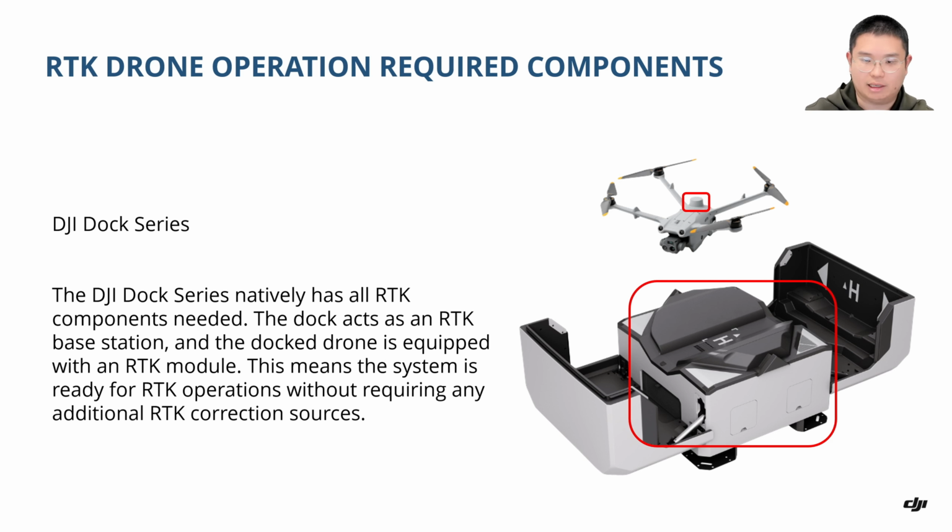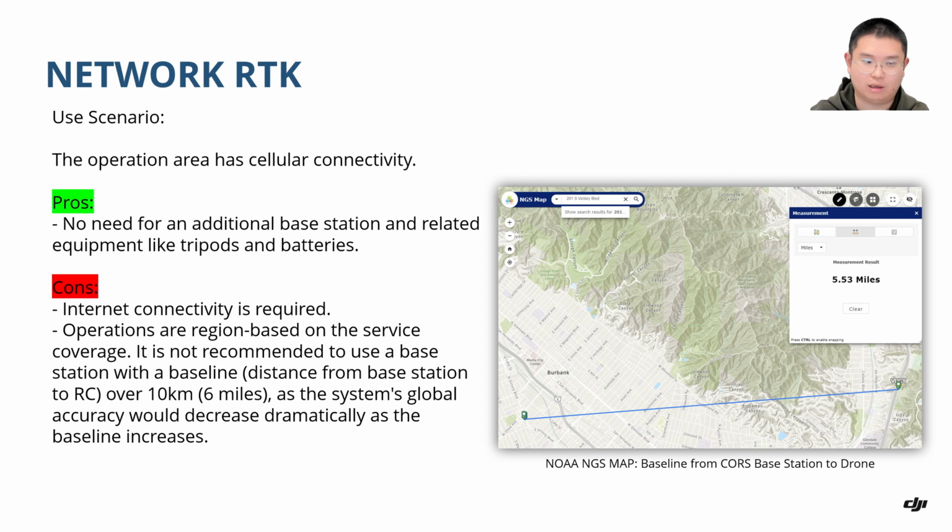The second biggest con depends on your operation area. Even when you have internet access, you may not have a nearby base station within that network to reference from. This is the baseline we're referencing from. The baseline is simply the distance from your drone to the nearby base station. If that distance is too far away, the data accuracy can be reduced and affected. Generally, we recommend having the baseline within 10 kilometers, which is around 6 miles.